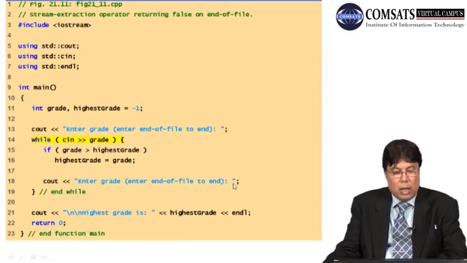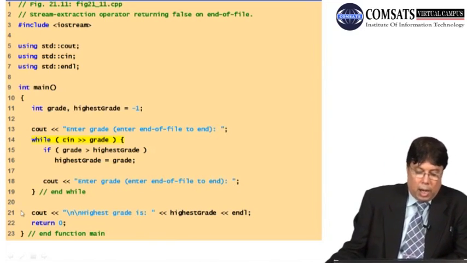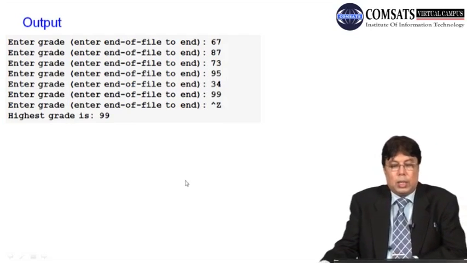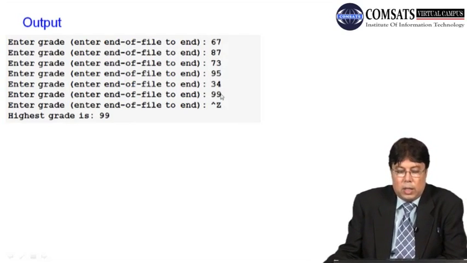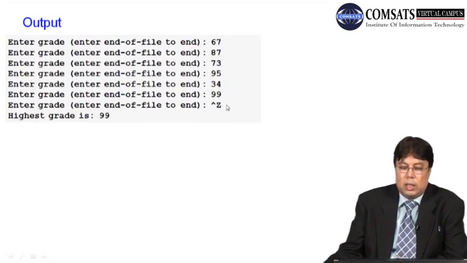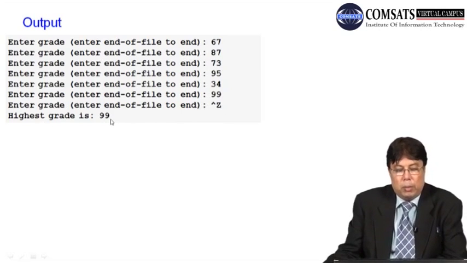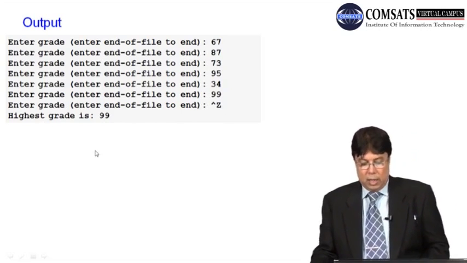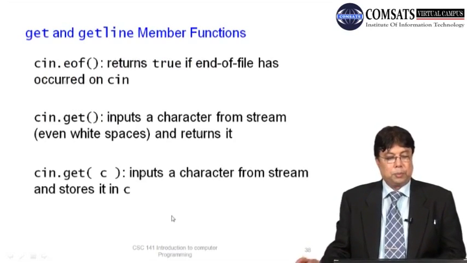It will print that, and because that will already be there, it will then print the highest grade value. So the output is this one. Keep on entering the data: 67, 87, 93, 95, 35, 99. Enter the end of file, and as soon as you enter Control Z, that is the echo by the system, and then you have already placed the highest value, and that should be available as an output.